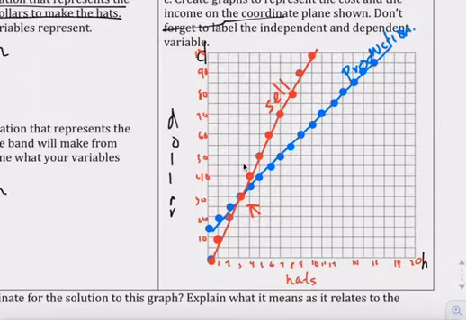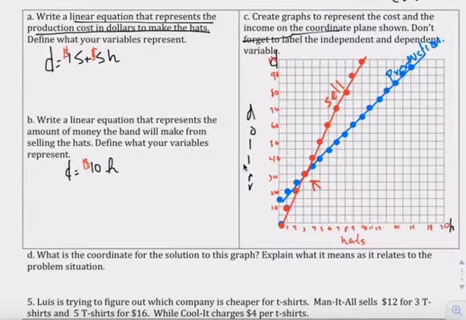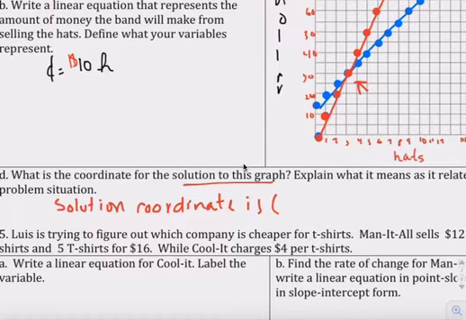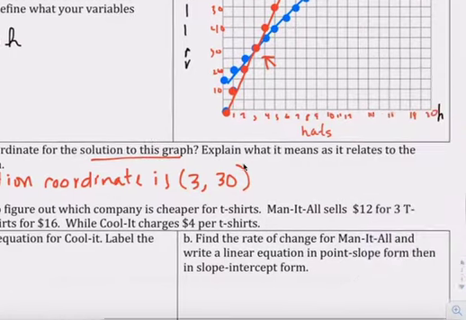What are the coordinates for the solution of this graph? The solution coordinate is (3, 30). 3 hats for $30. That means when cost is equal to the money you collect, which means you make $0.